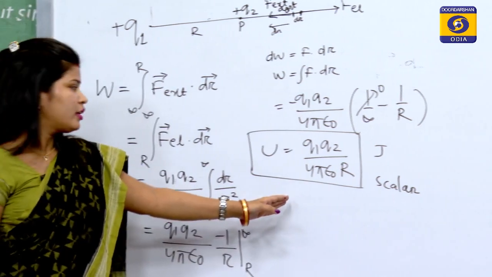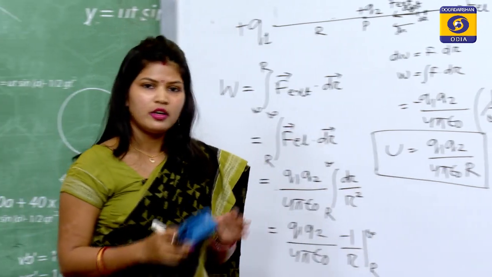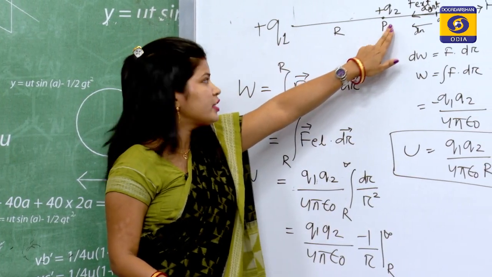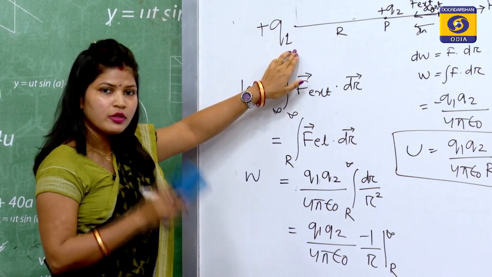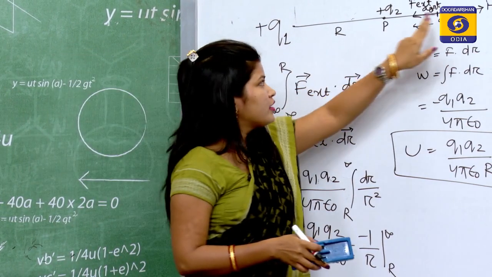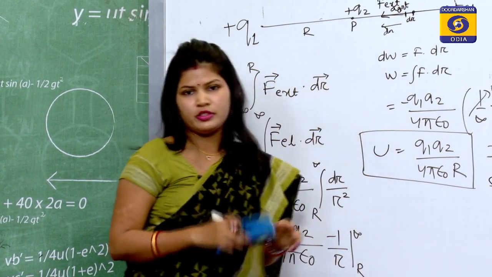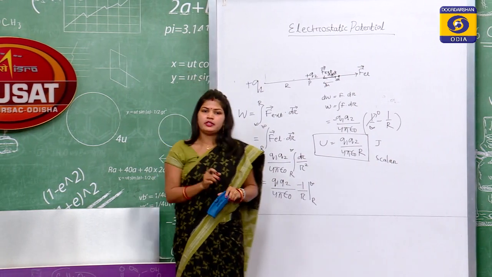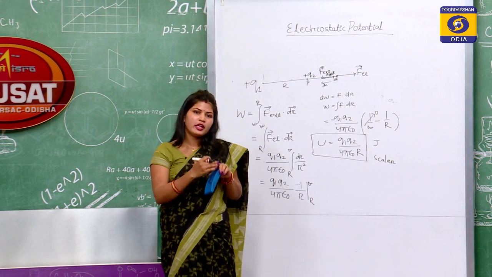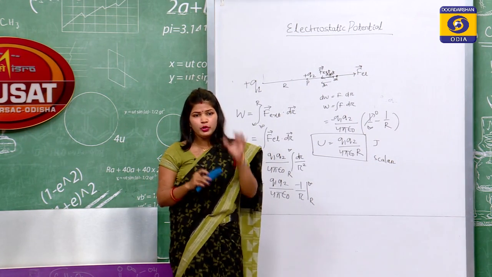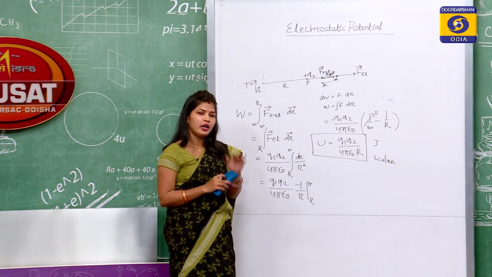Let us define what is electric potential energy. Electric potential energy of a charge at a point in the presence of another charge is the work done in bringing this charge from infinity to this point without acceleration. Remember this word, without acceleration, because if acceleration is there, then velocity will be there and kinetic energy also increases. But we want to store only potential energy. That is why I have to do work without acceleration.